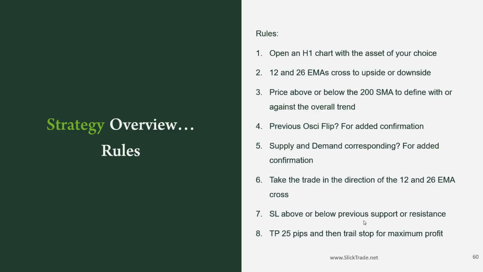The strategy overview rules, okay? 1, open an hourly chart with the asset of your choice. 2, the 12 and 26 exponential moving averages cross to the upside or downside. When that occurs, the Slick Trade follow the trend indicator will place an arrow on that chart, okay? If you have the expert advisor running, it will send a signal every time that arrow appears, so that you know via email, pop-up, or text SMS alert that the EMAs have crossed. That is the main part of this strategy.